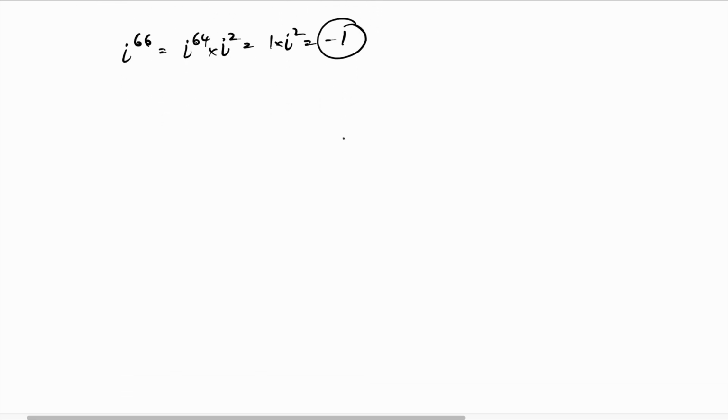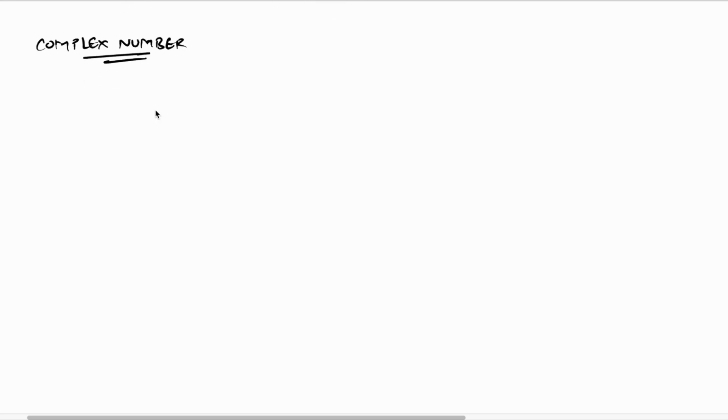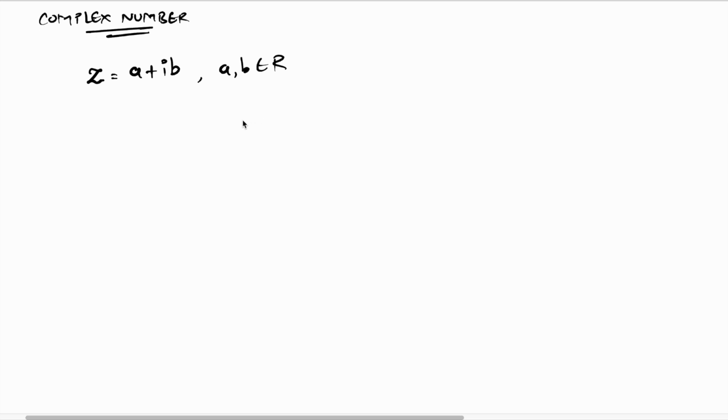Next thing is the definition of a complex number. A complex number z is defined as a number which can be written in the form of a plus ib, where a and b belong to real numbers. This is the definition of a complex number, and this form is called the Cartesian form of the complex number.